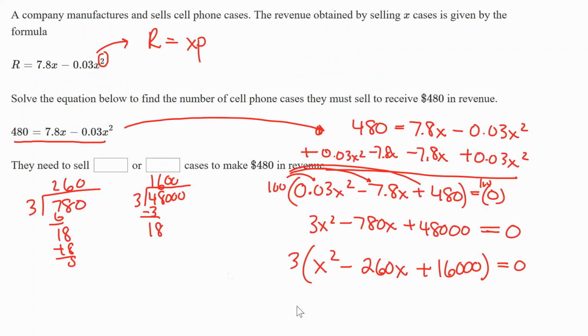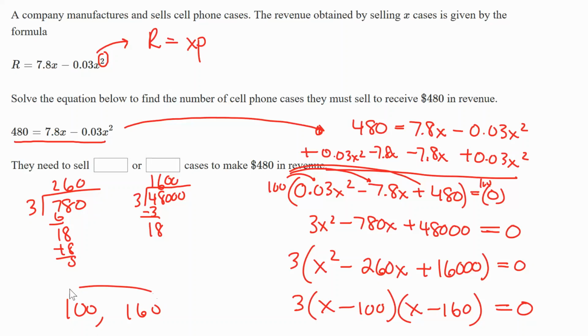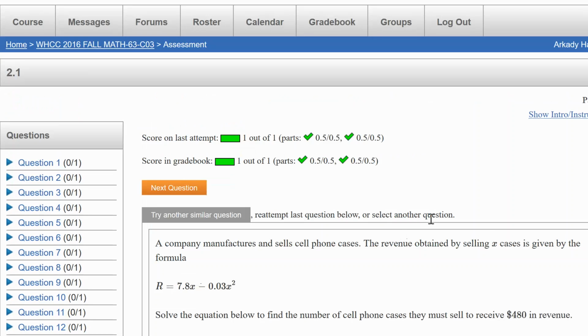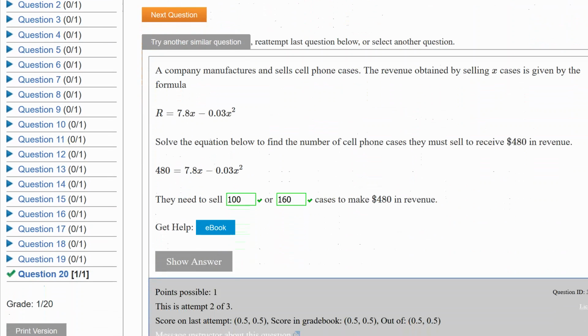So going back to what we have here, we have ourselves 3 on the outside, x minus 100 and x minus 160. Okay, and with that, it looks like the answers will be 100 and 160. Those will be two different answers for that. All right, let's see if I'm right. So 100 and 160 would be the case. And let's submit this, see if I get some green stuff. Yes, I get the green stuff, so I am good. Those are the two answers.